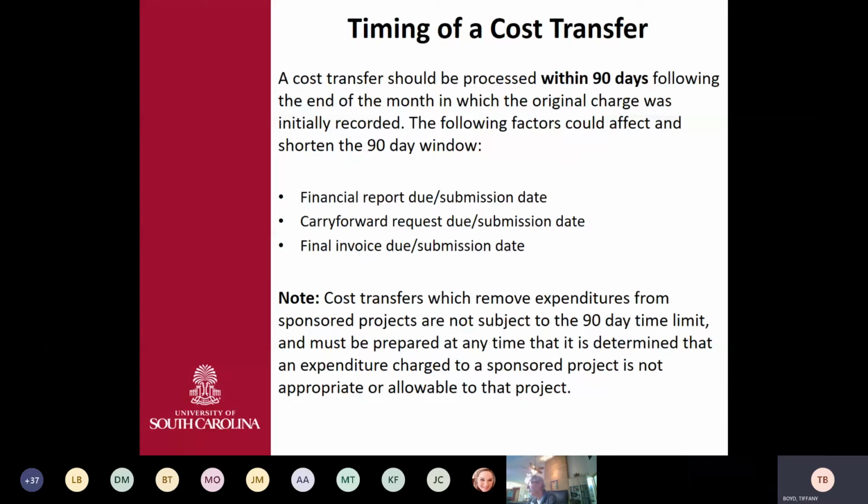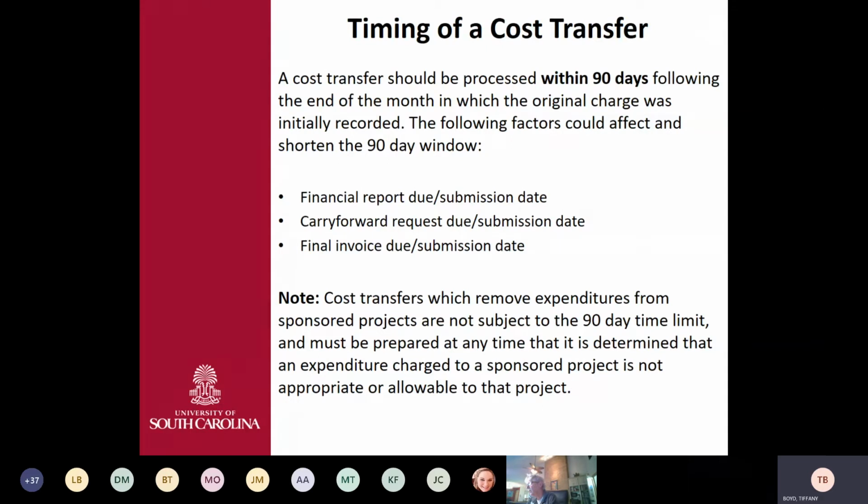So for example, if you know the final invoice date or due date is 60 days or 90 days after the end of the award, you cannot submit cost transfers on the 55th day or the 85th day and expect that invoice or that financial report to still be submitted on time. Again, using those 90 and 30-day notices is key. The goal really should be to have everything finalized within 30 days of the end date of that award.